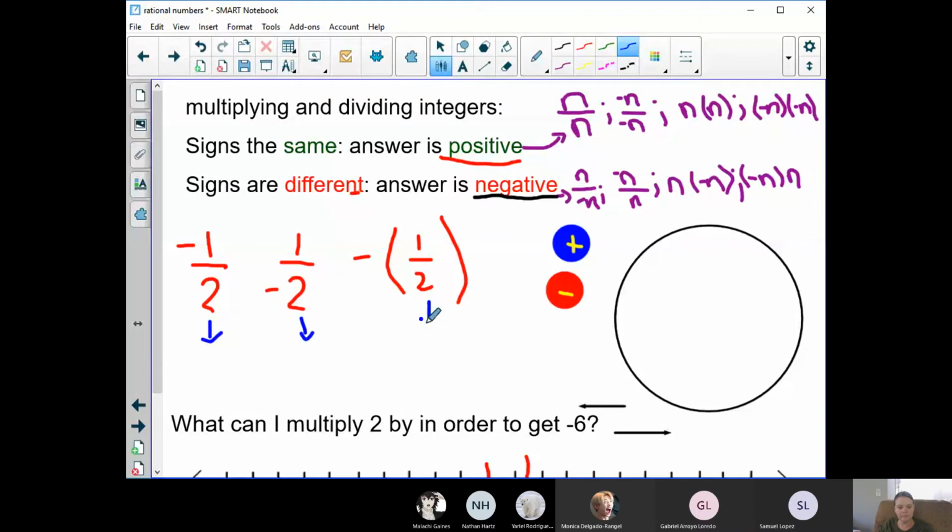All right, let me ask this. For this first one, -1 divided by 2, is my answer going to be negative or positive? Okay, it is going to be a negative. It would be a 0.5. What about 1 divided by -2? Negative or positive? Nathan says negative again because we have a positive divided by a negative. What about the third one?